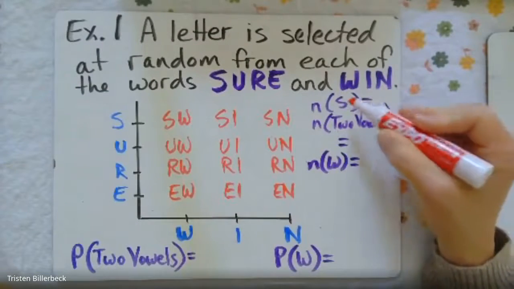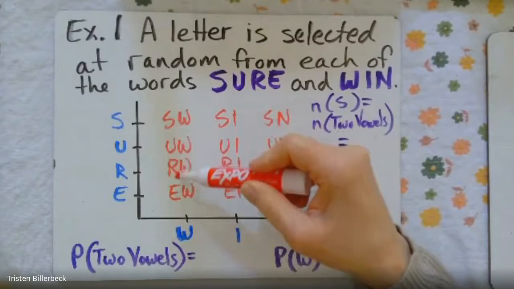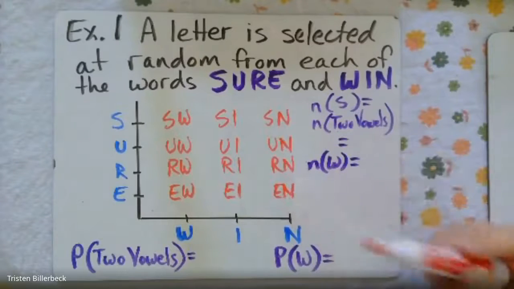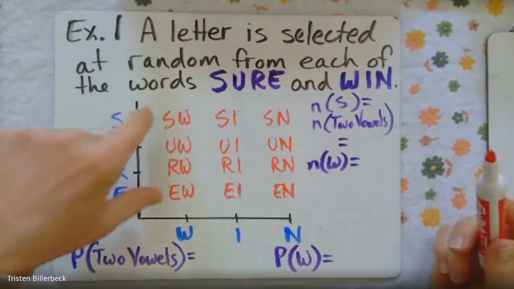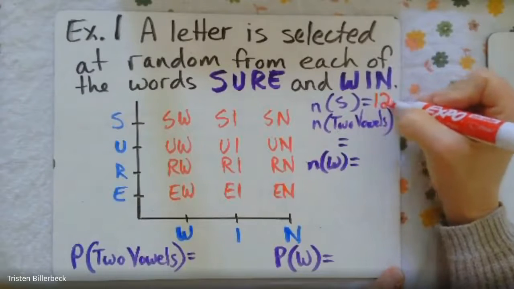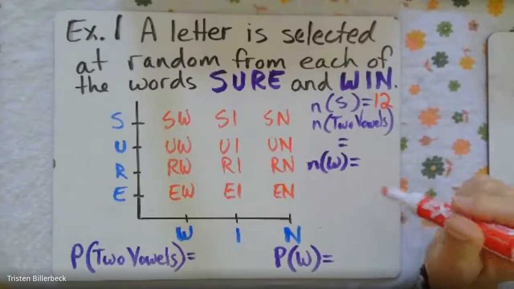So then we look at, well, what is the sample space? So we count 1, 2, 3, 4, 5, 6, 7, 8, 9, 10, 11, 12. And a simple way to count would have been 4 times 3, which is 12. So we have 12 in our sample space.